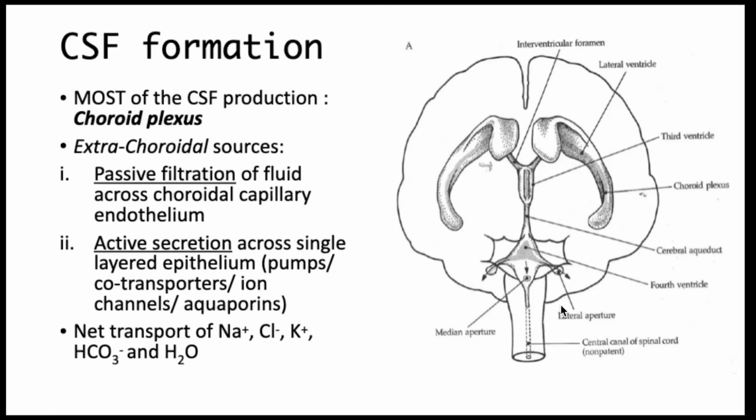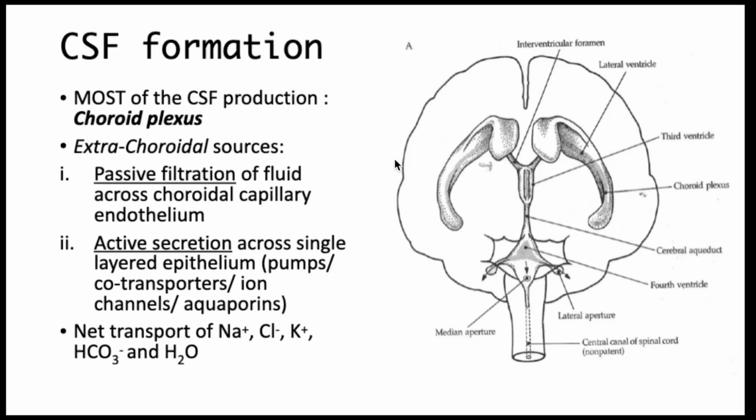There are extrachoroidal sources of CSF, and most commonly those sources are passive filtration of fluid out of the capillaries, and you can get active secretion across the epithelium. And these are pumps, co-transporters, ion channels, aquaporins, and they are what is responsible for putting sodium, chloride, potassium, bicarb, and water into the CSF.